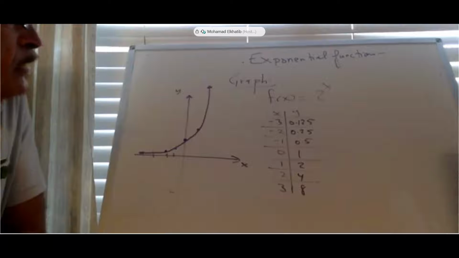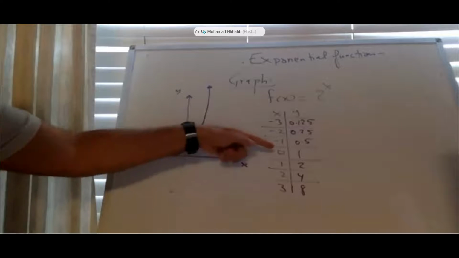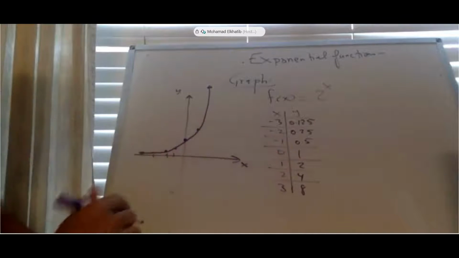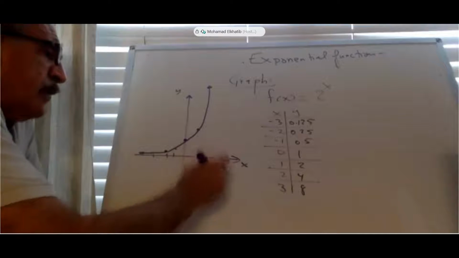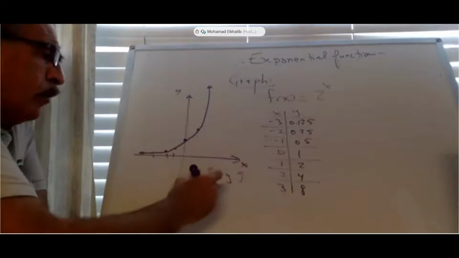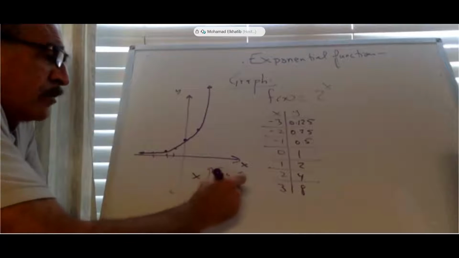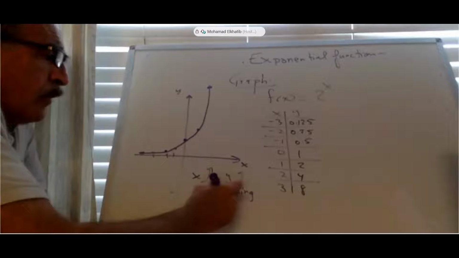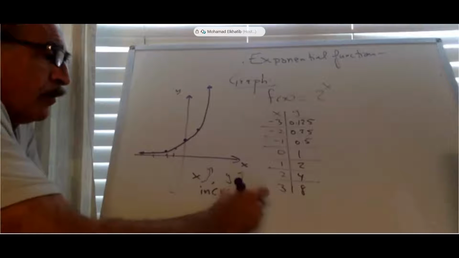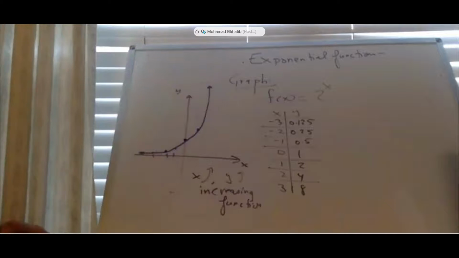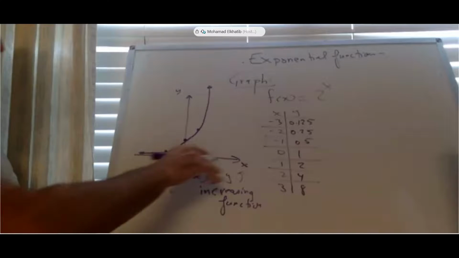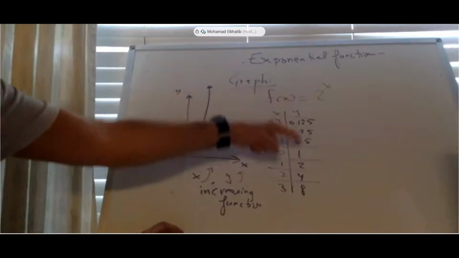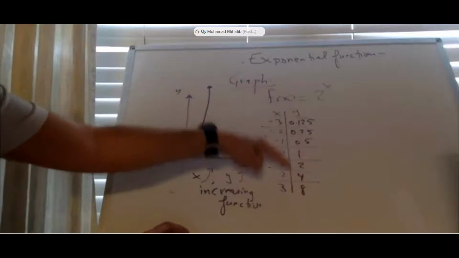Now let's learn about this graph. What do you notice as x gets bigger? y also gets what? Bigger. If as x gets bigger, y gets bigger, we call that an increasing function, which means it has a positive slope. See? What else do you notice about this graph? It doesn't touch the x-axis or go below it. All the values of y are always positive, even when x is negative.